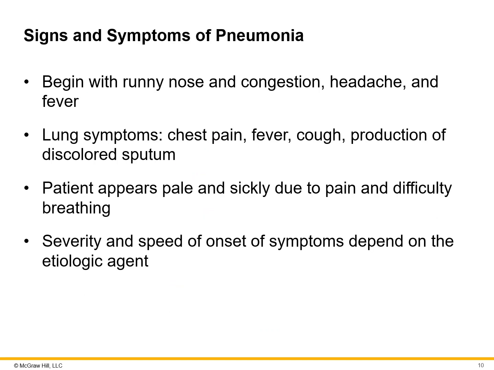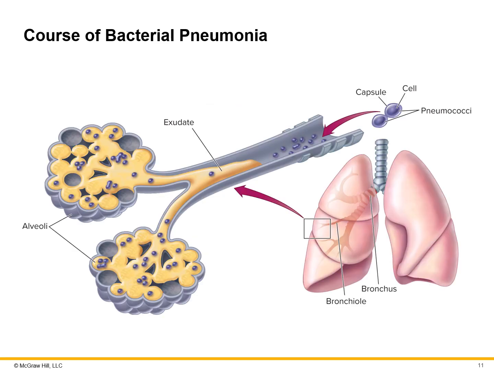Some of the signs and symptoms: the runny nose, congestion, headache, and fever. However, in the lungs, there's chest pain, fever, cough, and the discolored sputum that gets produced. Patients typically appear kind of pale and sickly. And then the severity and speed of onset depends on a lot of etiological agents. So which is causing it?